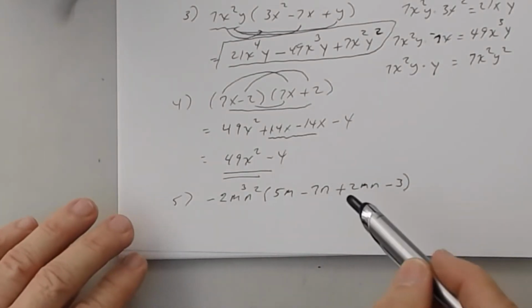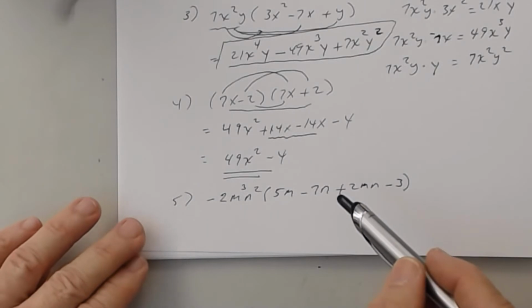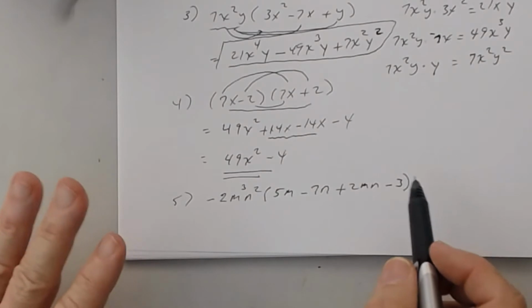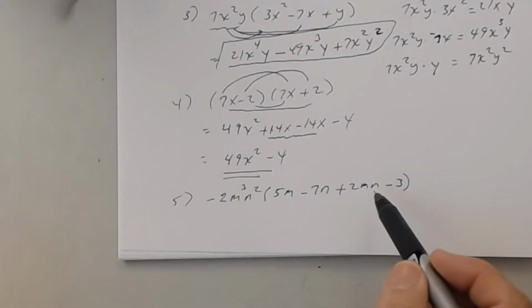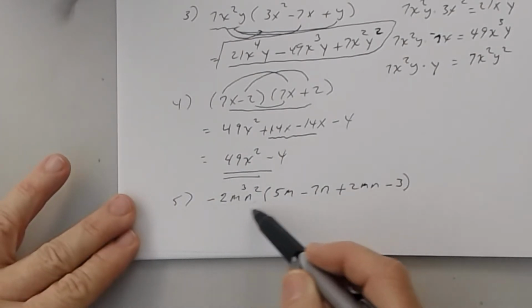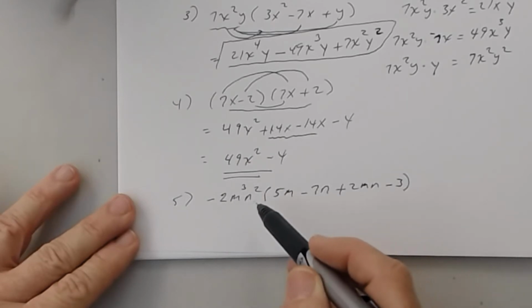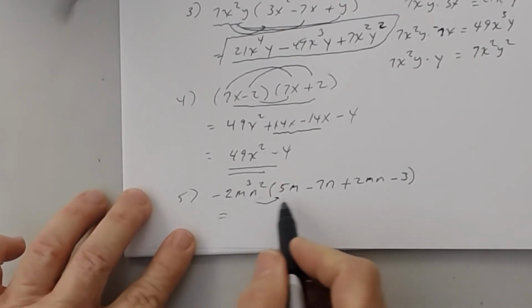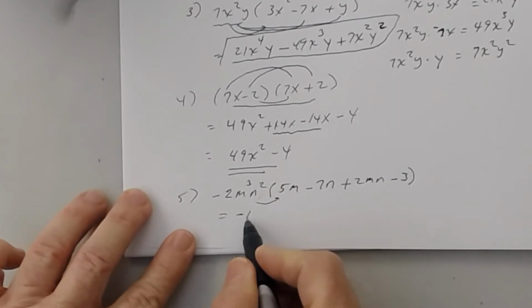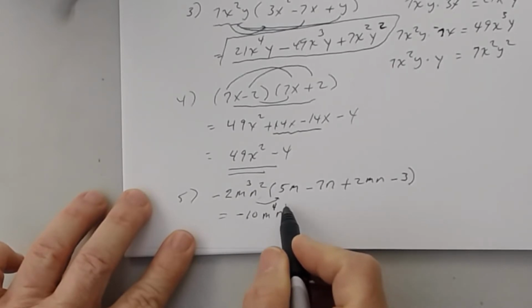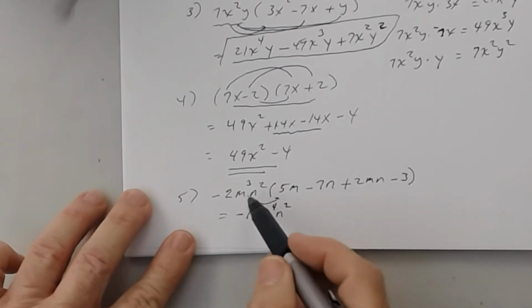So how are you going to multiply this out? Distributive property. So how many terms are inside this parentheses? 4. You're going to multiply each of those terms by what monomial? Negative 2m cubed n squared. All right, so let's go ahead and do that. What's a negative 2m cubed n squared times 5m? Negative 10m to the 4th n what? Squared. Good.